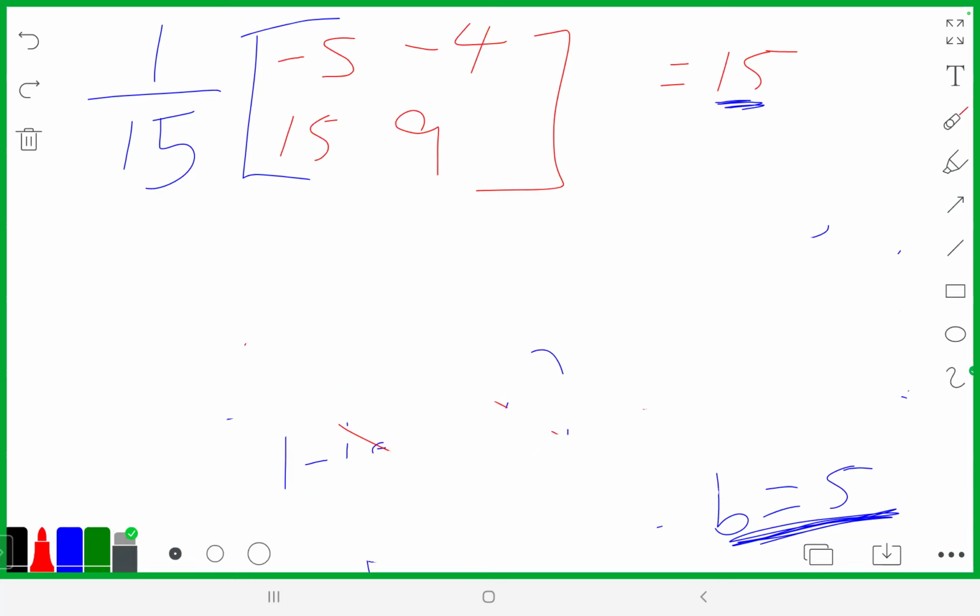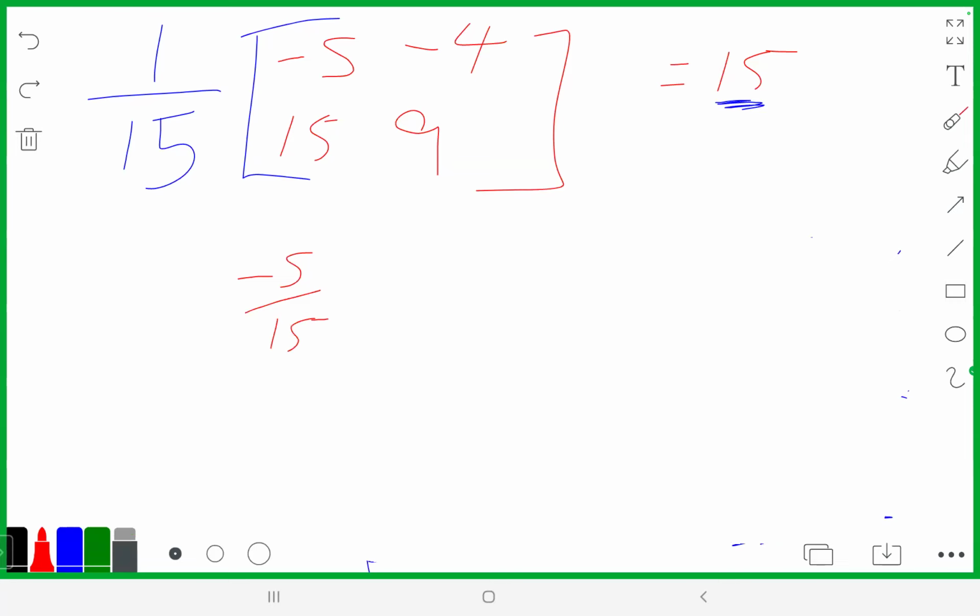So I've seen that I've now repeated the same thing twice. So let's go ahead and do the right thing. So -4, 15, 1 over 15 times -5, it'd just be -5 over 15, isn't it? This will be -4 over 15 and 15 over 15, 9 over 15, right?